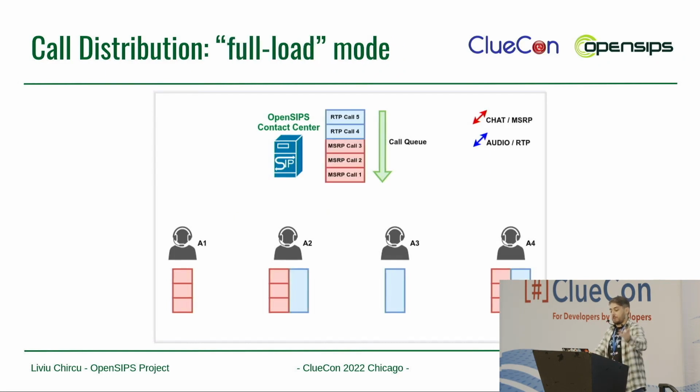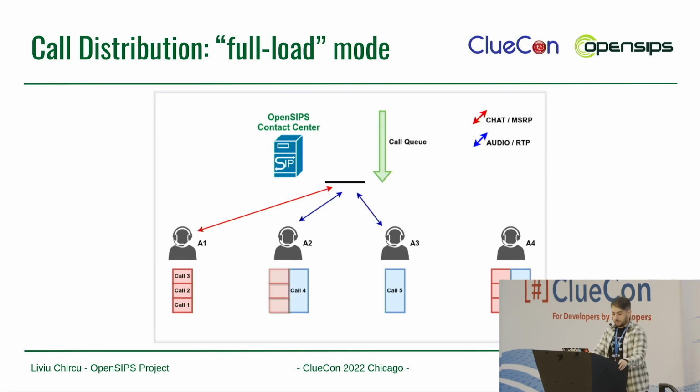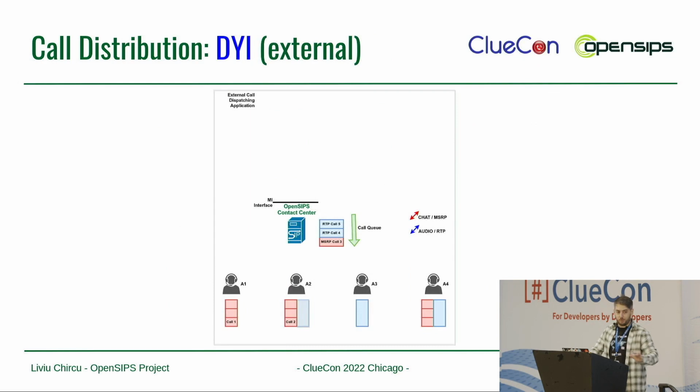So we came up with a full load balancing mode where, if we have those pending chat sessions, we just throw them out to the first agent here. And then the remaining agents are able to take up all the audio calls. But you could argue that this is not ideal either because now agent 1 is too loaded while agent 4 is too free. So we also gave you the option to just do it yourself.